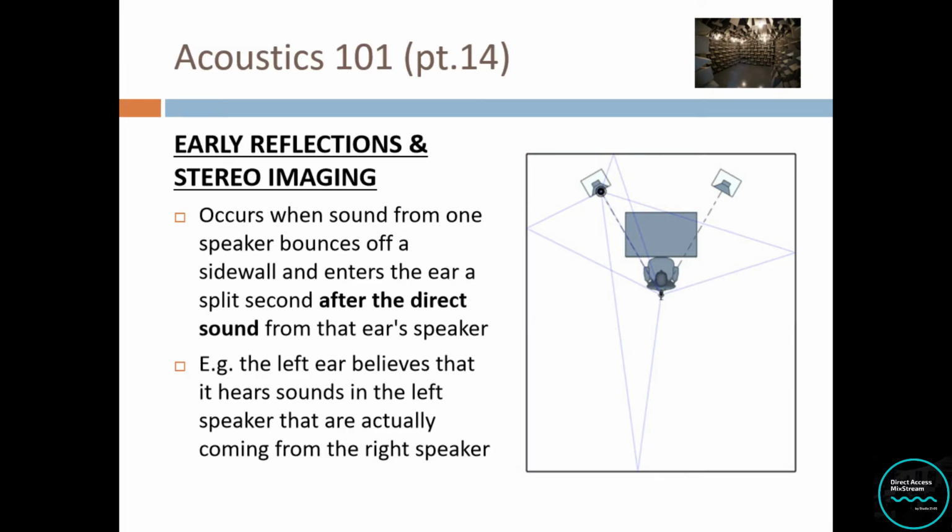So in these instances, the left ear believes that it hears the sounds in the right. What can happen is that the sound in the left speaker can come from the right speaker. Because let's say the speaker on the right, it's bouncing off here and then traveling into the left. It's possible. So what happens, your stereo imaging gets all messed up.